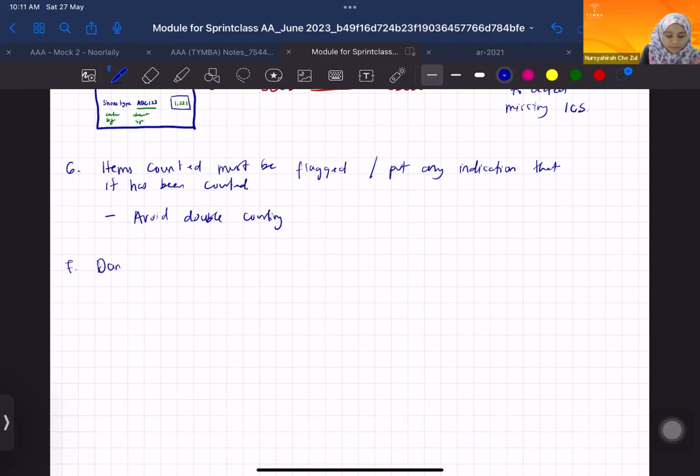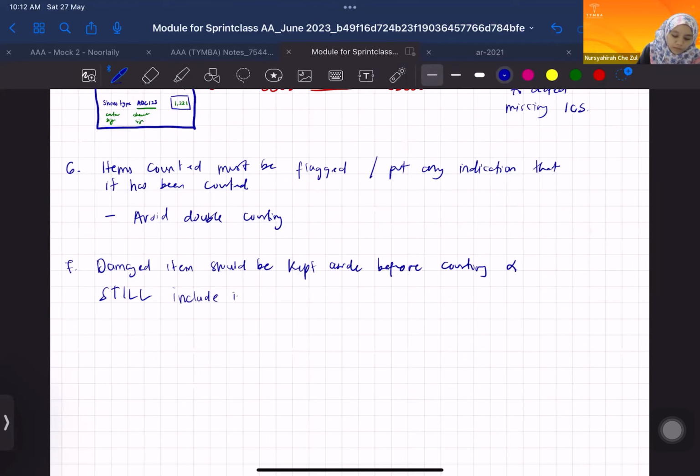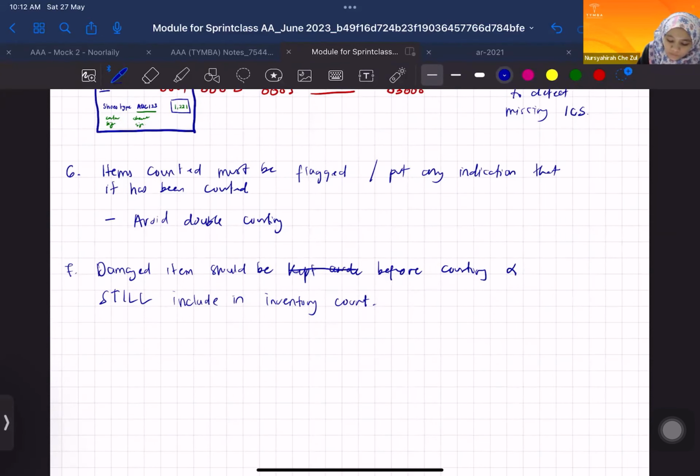Damaged items should be kept aside before counting and still be included in the inventory count. For those damaged items, maybe slightly damaged, you don't simply throw them away. Keep them separately, and you are still going to count that damaged item.